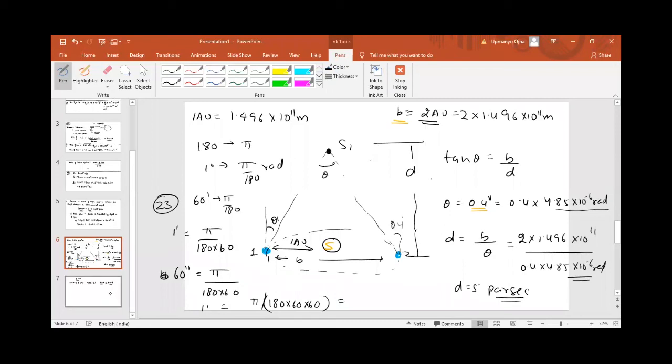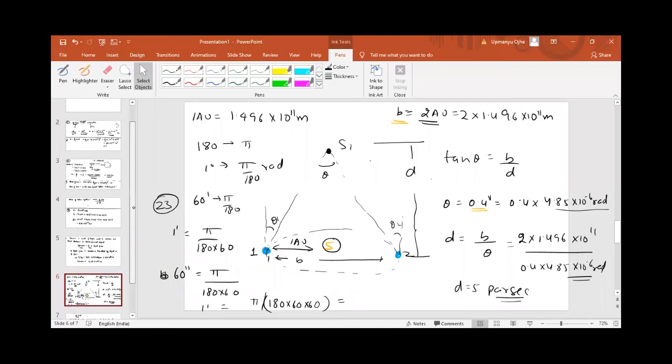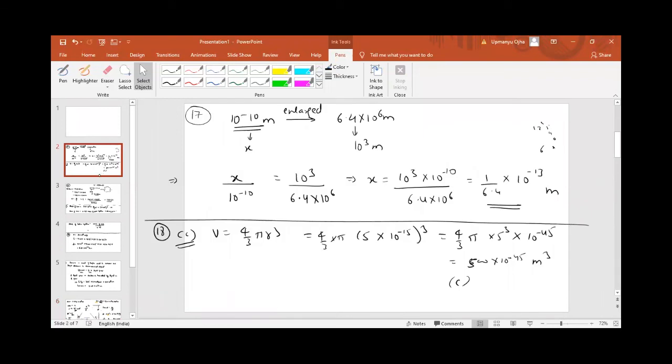Do you know about parallax method now? You want me to explain or not? Okay, fine. So I think you can see the slides. Because before 10 minutes I have to leave you all.